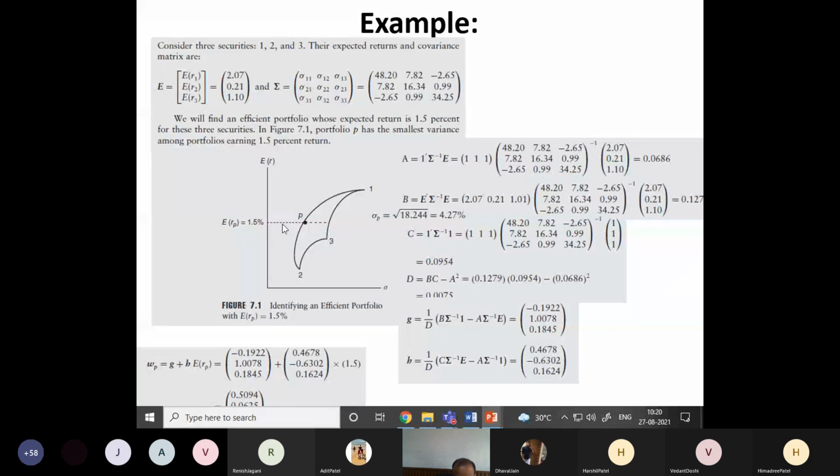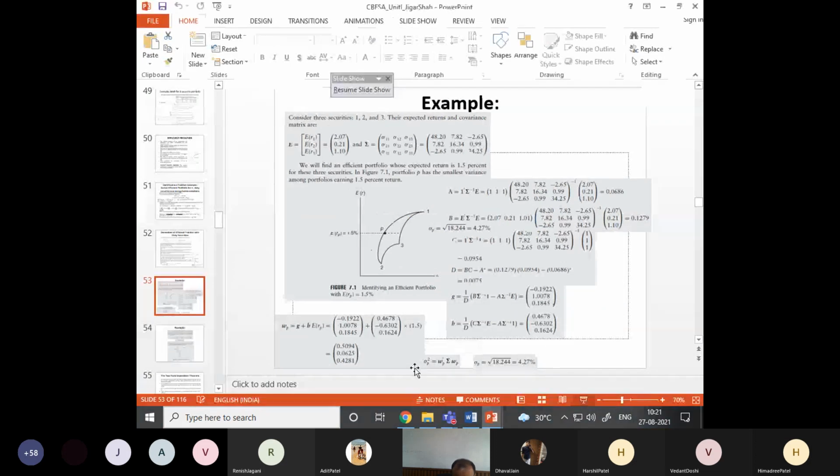And what you find is one point here. You find one point on this graph, which is one point on the efficient frontier, right? So this is point P, for specified expected return 1.5%. So you can see if I want to earn this much return, I have to take this much risk, right? Which is calculated here, specified as 4.27% of risk. So if I take 4.27% of risk, I can get a return of 1.5%.